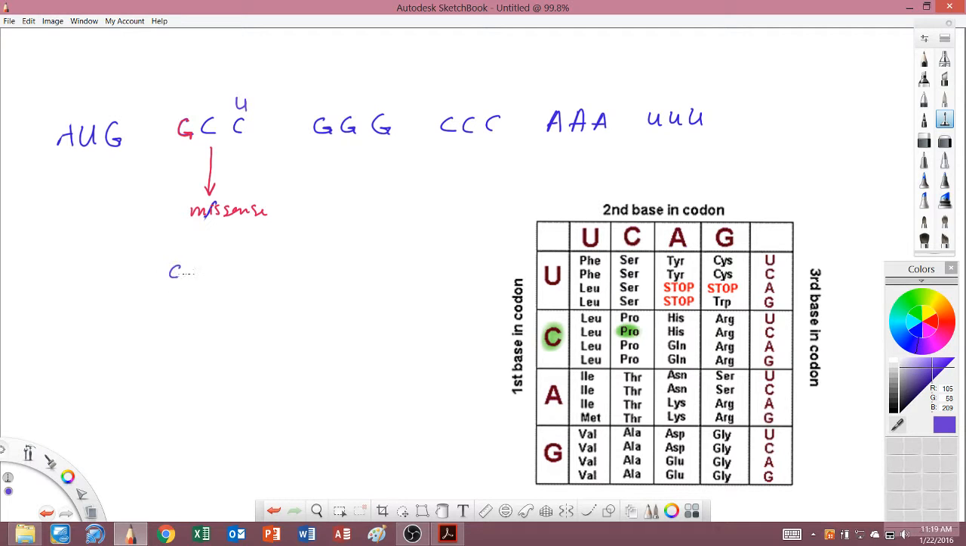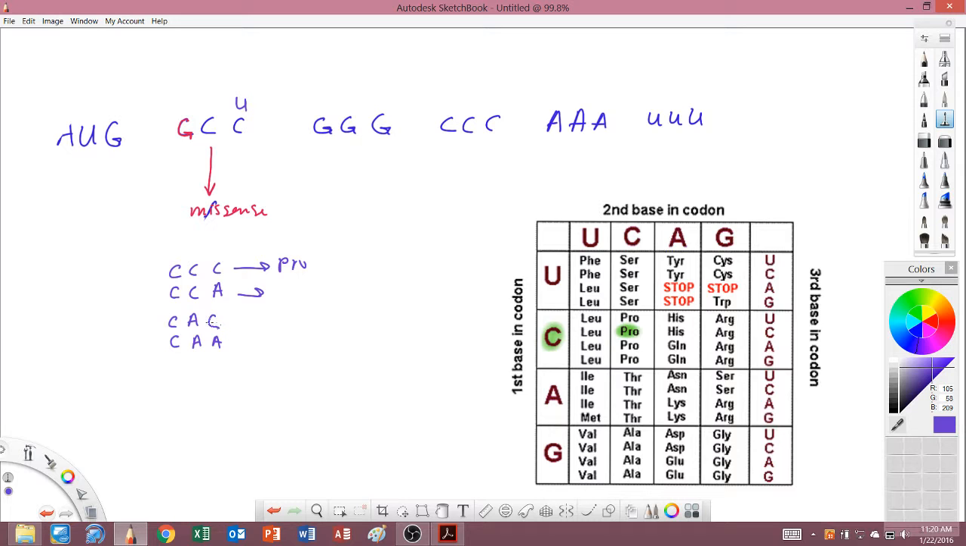Okay, so remember we had CCC, right? CCC codes for proline. If you change the last C, it's still proline. I apologize, I meant CAC and then CAA. Proline doesn't really change, because proline has 4 codons. So CAC and then CAA, right? Same.